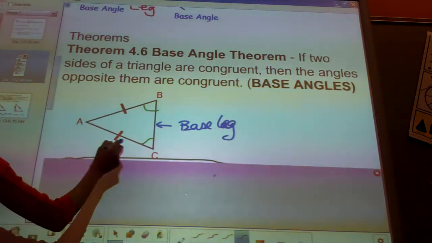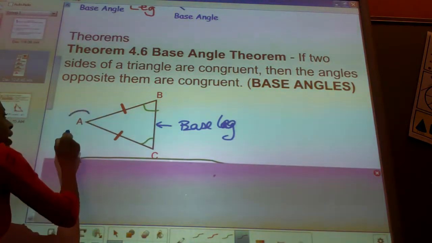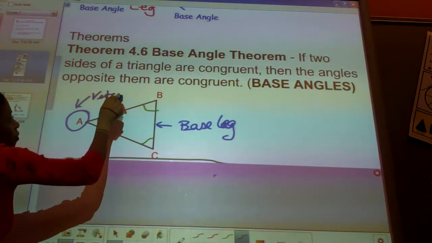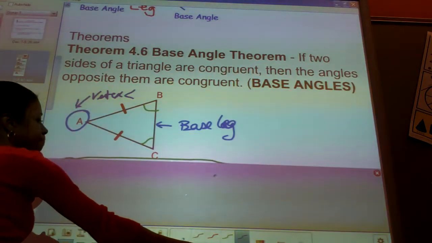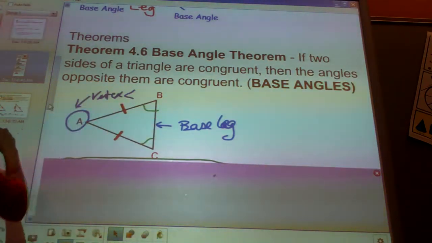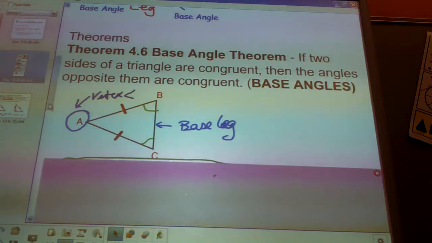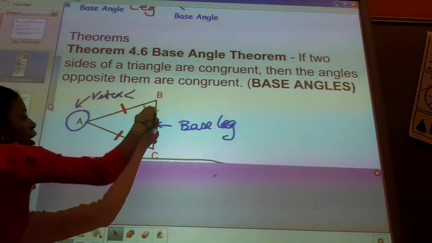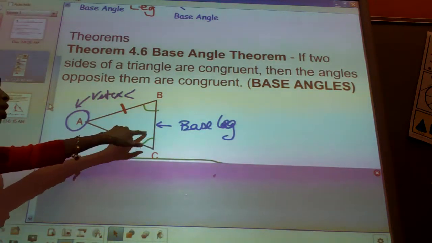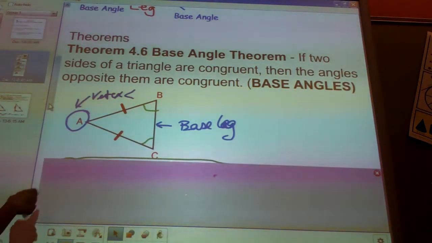So here are my two congruent legs, meaning BC is my base leg, it's the one that's not congruent, and A is going to be my vertex angle. Now, here's the theorem, 4:6, the base angle theorem. If two sides of a triangle are congruent, as in AC and AB, then the angles opposite them are congruent. So in other words, the base angles, angle B and angle C, will be congruent to one another. That's why I have the same marker. Base angles are congruent.